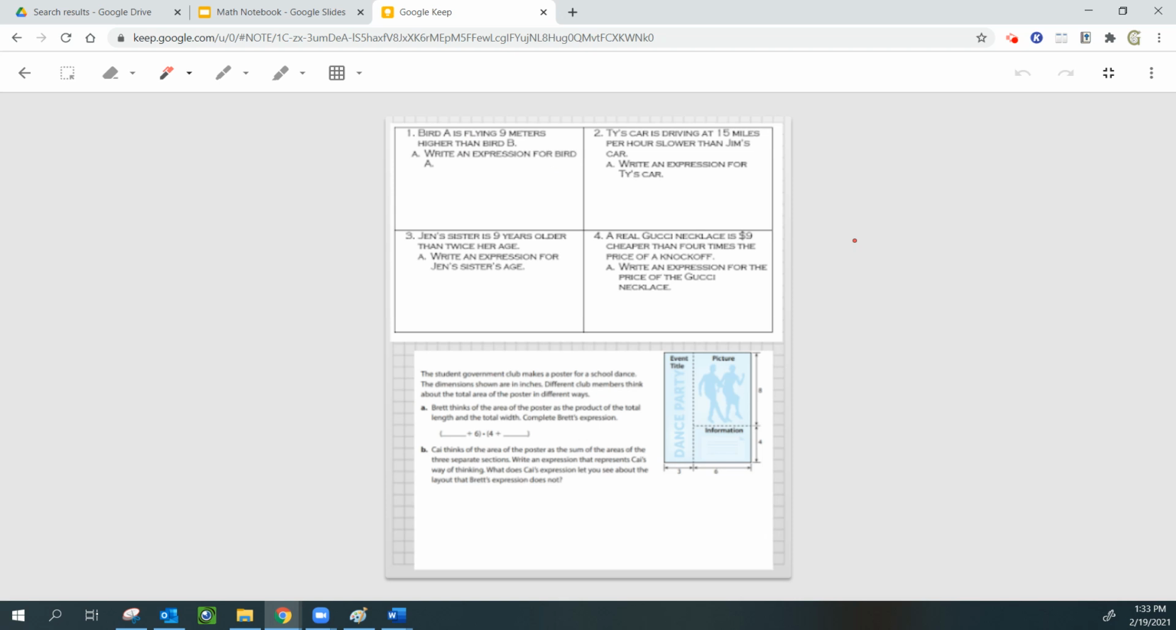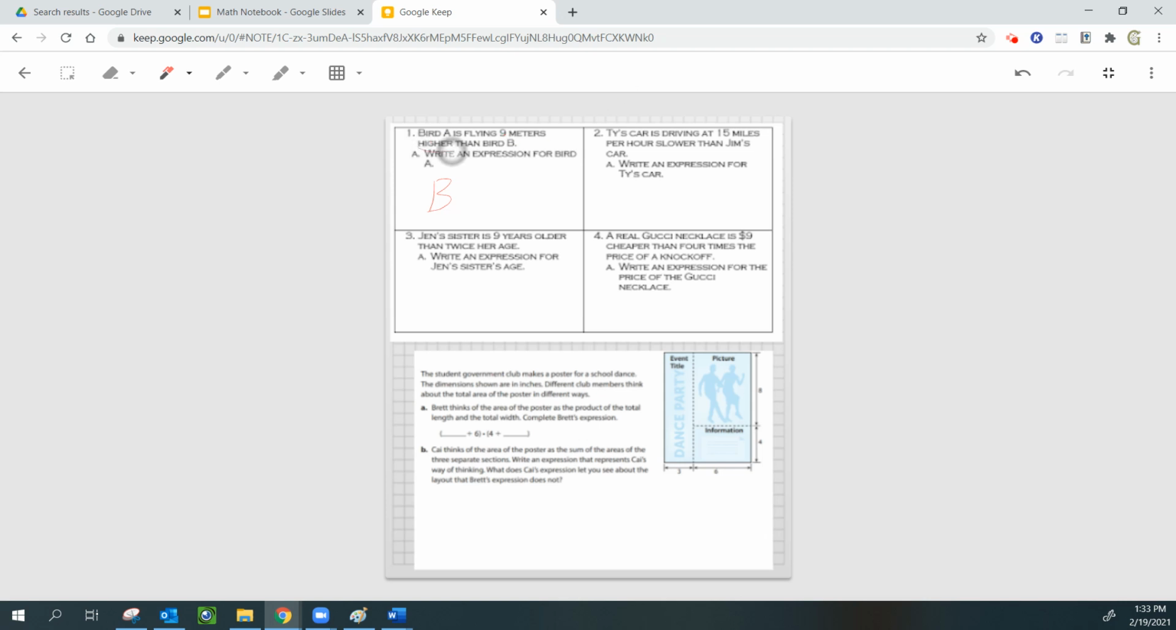So in the first problem, we have two birds, bird A and bird B. Bird A, it says, is flying 9 meters higher than bird B. And we need an expression for bird A. So if we already knew what B is, we don't. So I'm going to put a variable. I'll just put a B because, bird B. You can put something different if you want. It doesn't matter what letter you use. It says bird A is 9 meters higher than that.